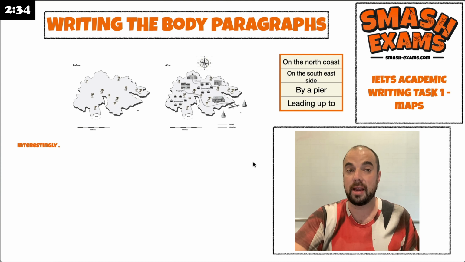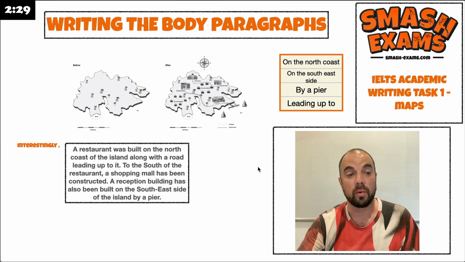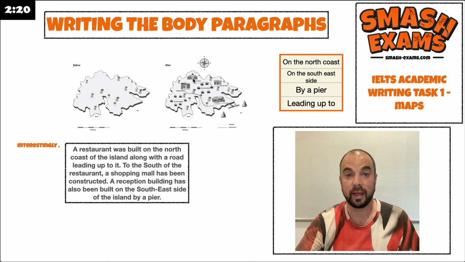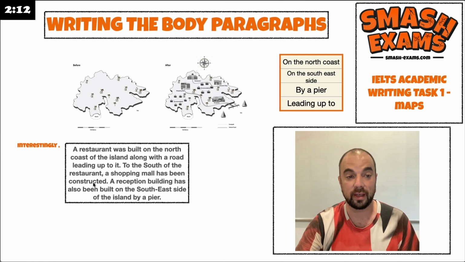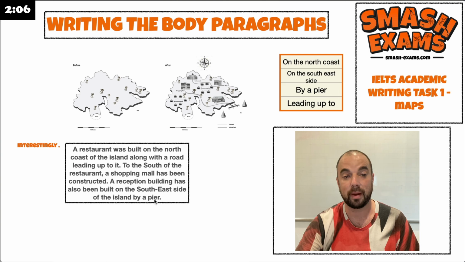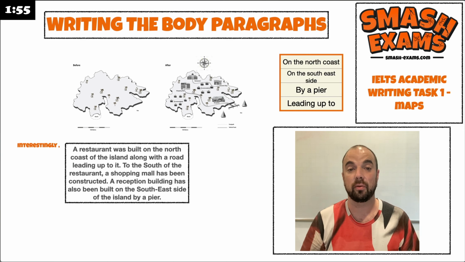So here is my first body paragraph. Interestingly, a restaurant was built on the north coast of the island along with a road leading up to it. So the restaurant is on the north coast, as we can see, with a road leading up to it. To the south of the restaurant, so down from the restaurant, a shopping mall has been constructed. A reception building has also been built on the southeast side of the island by a pier. So here's the reception, and it's by or next to the pier. All this is vocabulary you need to learn when you're talking about things in relation to other things.